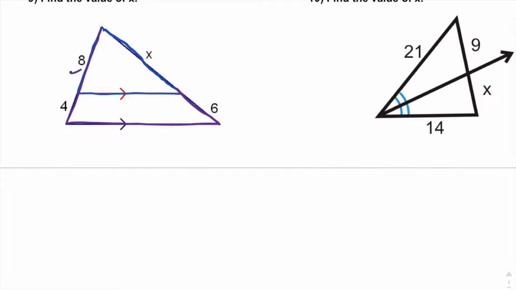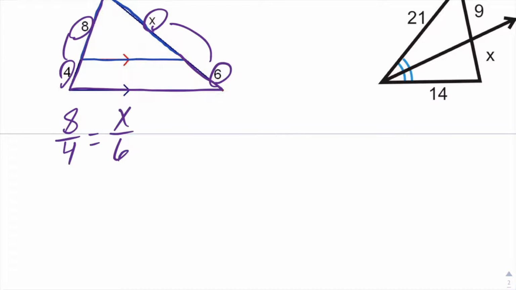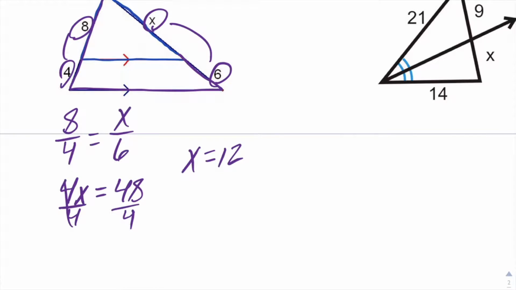So let's do 8 is to 4 as x is to 6. We can cross multiply here and you get 4x and 48, divided by 4 to both sides. And x equals 12. Okay? Pretty easy.